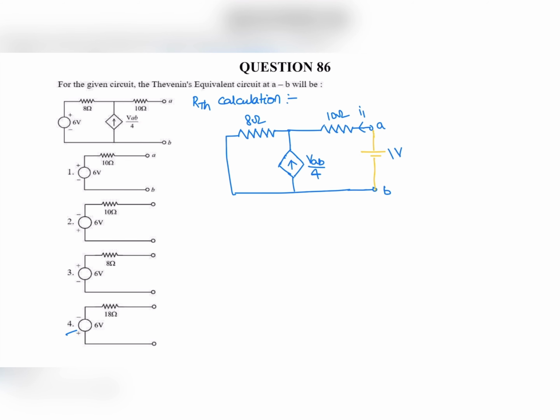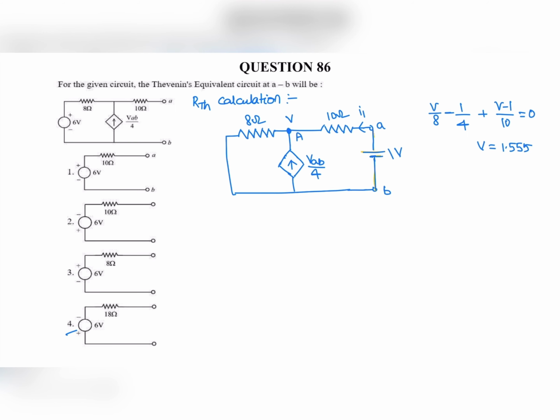So a 1 volt test source is connected because there is an independent source in the network. Now calculate the Thevenin's resistance. Let V be the node voltage at node A. Apply KCL at node A. The KCL equation is (V - 8)/8 - 1/4 + (V - 1)/10 = 0. From this, the voltage is 1.555.